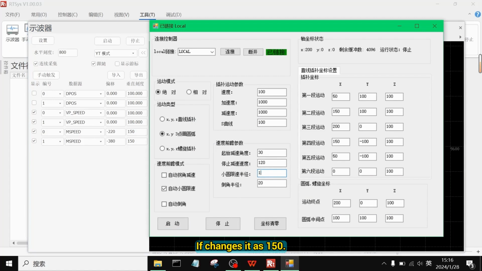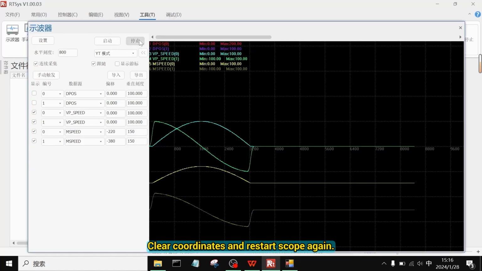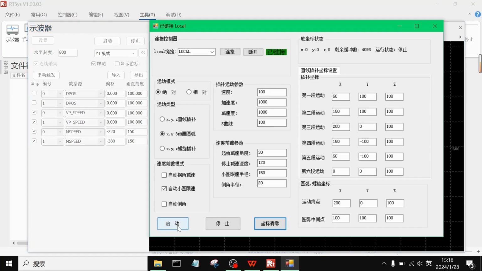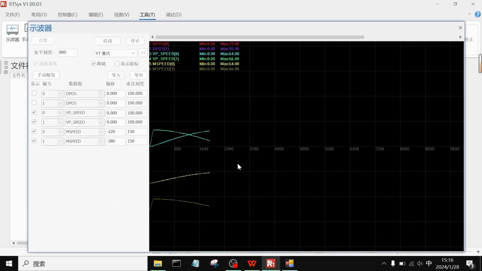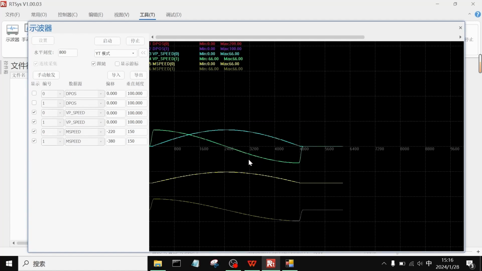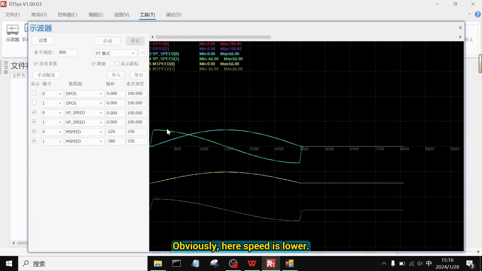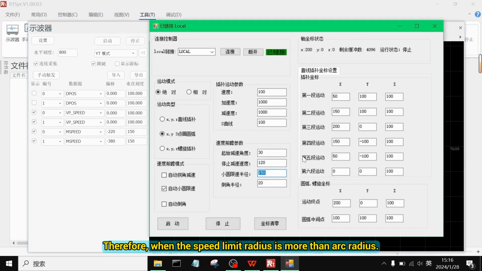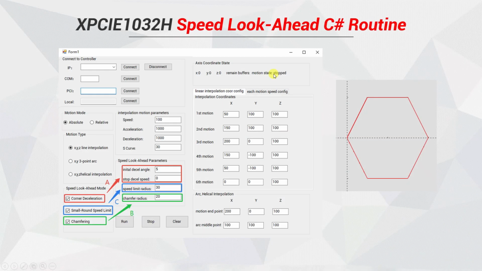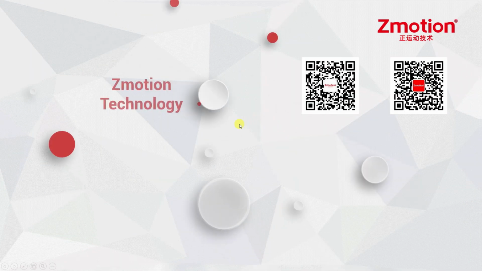If changes it as 150. Clear coordinates and restart scope again. Obviously, here speed is lower. Therefore, when the speed limit radius is more than arc radius, it will limit the speed. Okay, now, speed look-ahead function program operation is also shown.